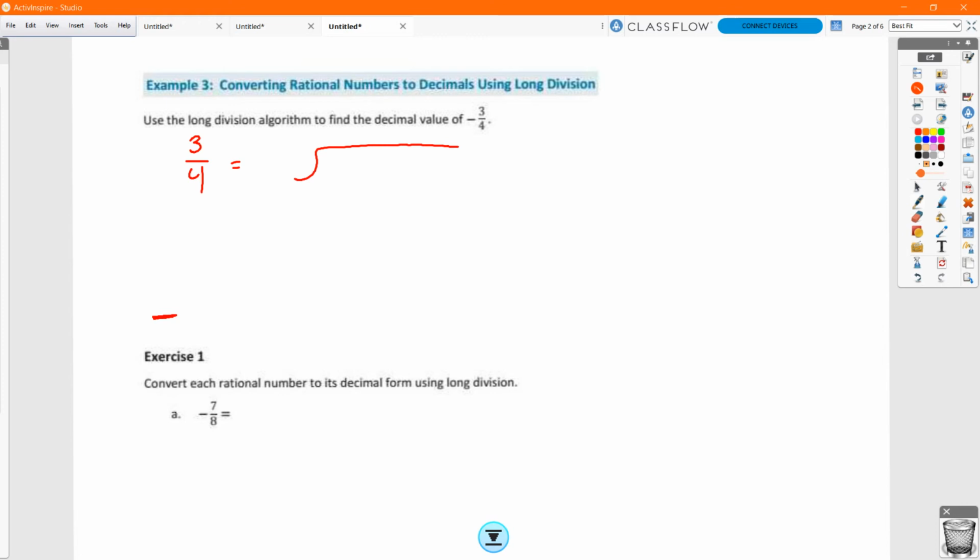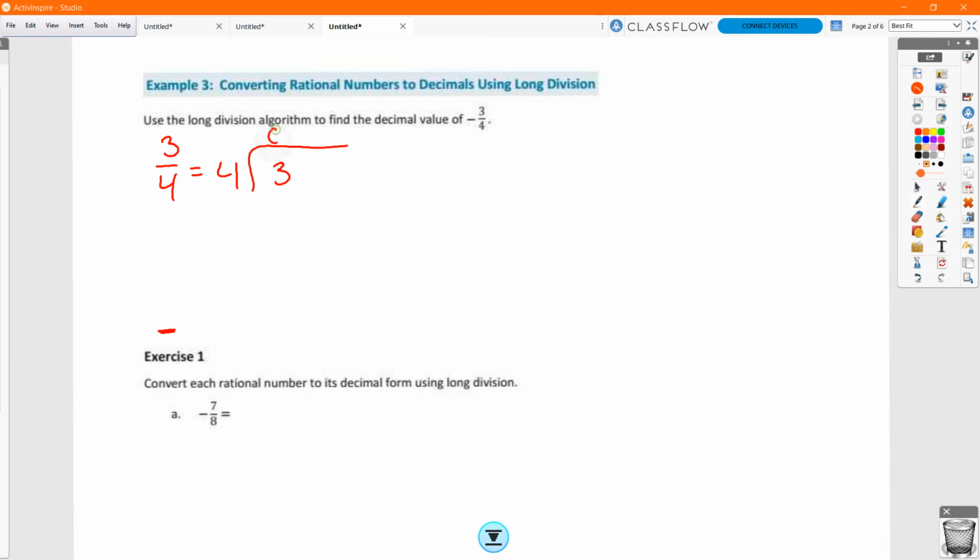Okay, so we got 3 divided into 4. Oh, my bad. Look at that. Mr. Hale made a mistake. He wrote it wrong. So let's erase everything and start again. All right, so our decimal value, again, we got a negative. So 3/4 written as a proper division problem is 3 divided by 4.